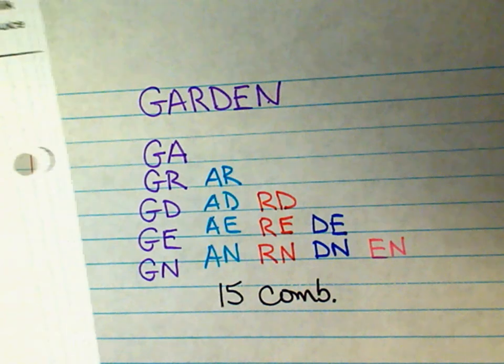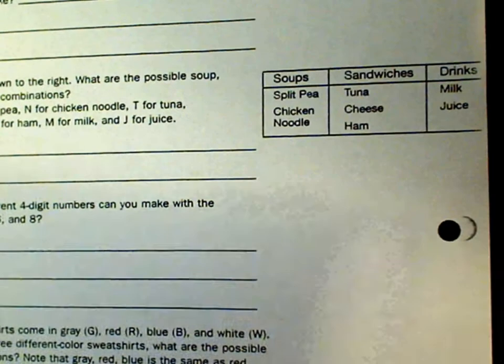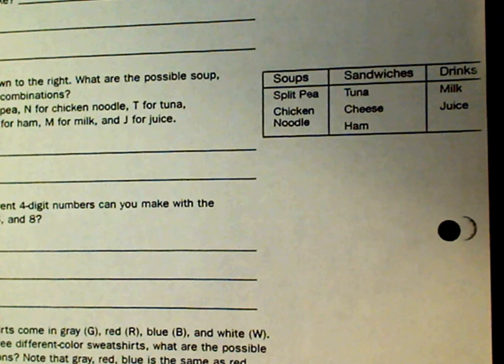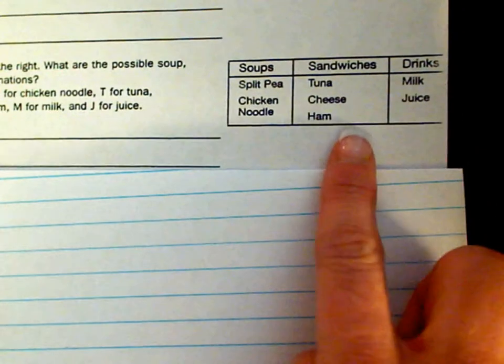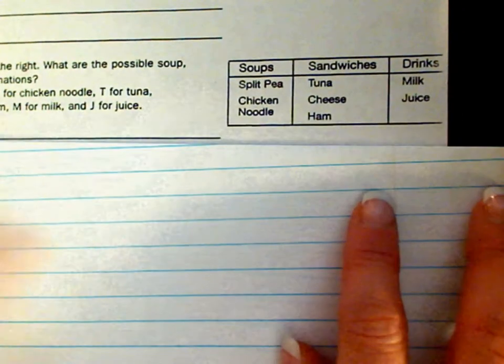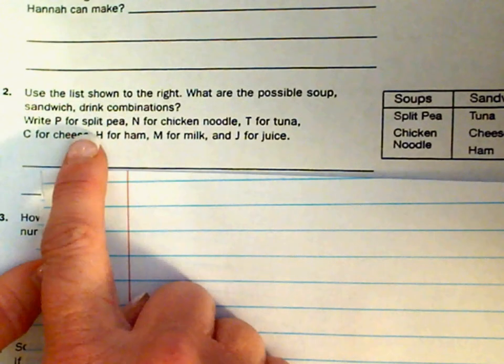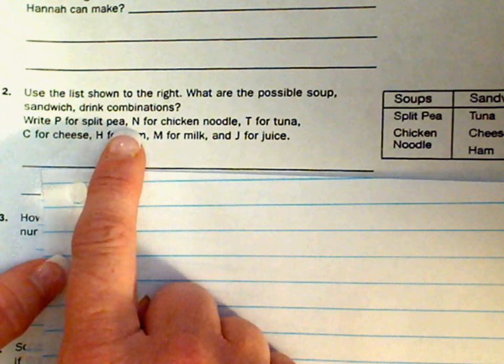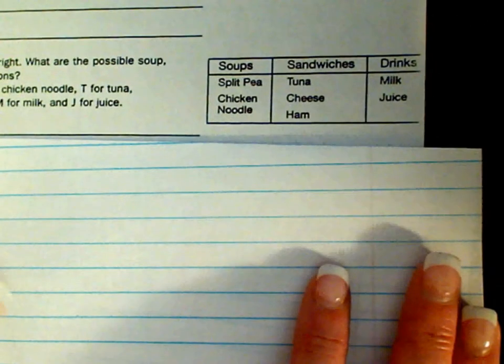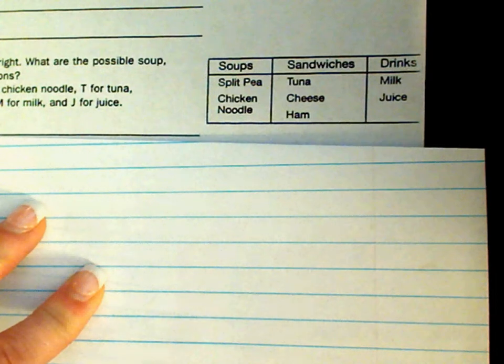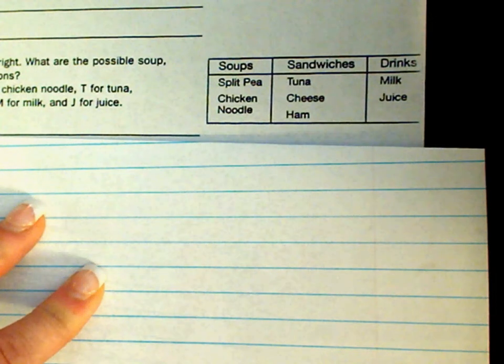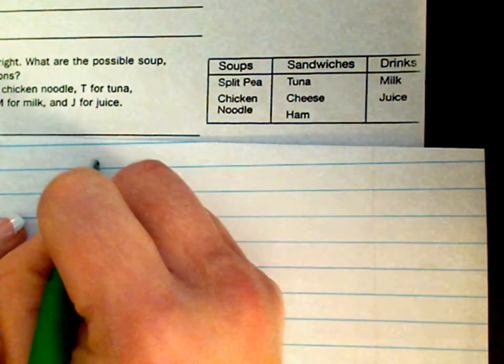The last one we're going to look at is one that is a little bit more involved because there are more than just 2 things happening. With this menu, we have soup, sandwich, and drinks. Well, the rules for our question say that we need to have a soup, a sandwich, and a drink. So if you start again, just organize. Split pea soup. Okay, so I'll put split pea soup.